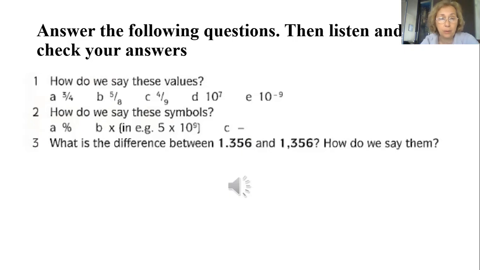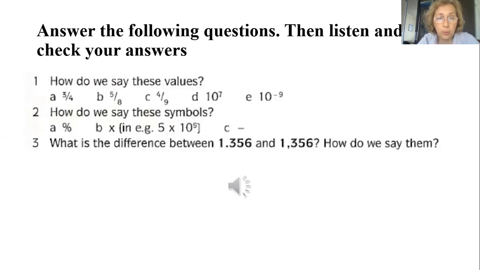Good. Okay. So how do we say these symbols? Ardak, will you try? Yes, A is a percent. B is the multiplication sign, times, or multiplied, multiply. Yes. And the minus sign, minus. Good, okay.